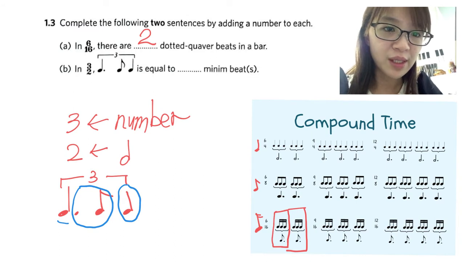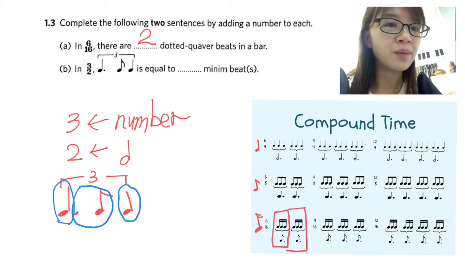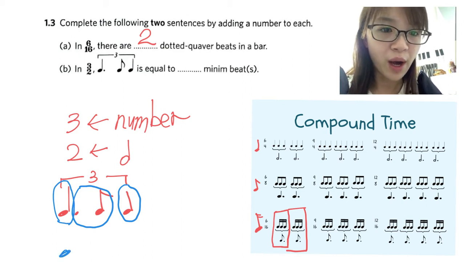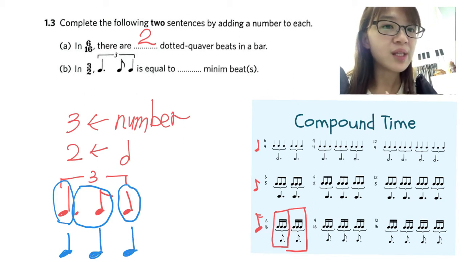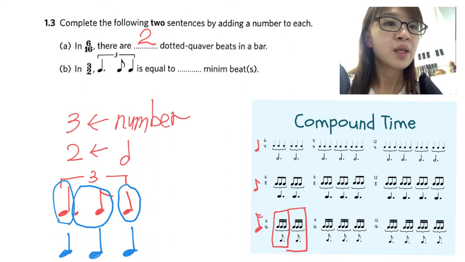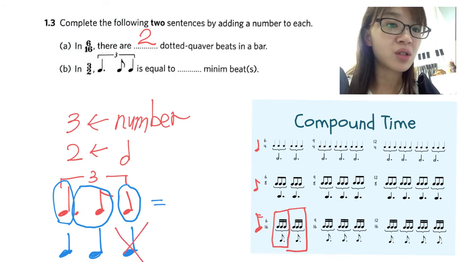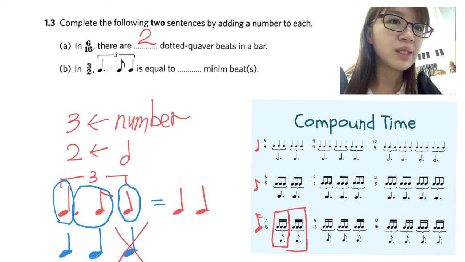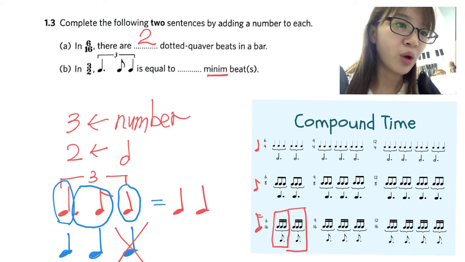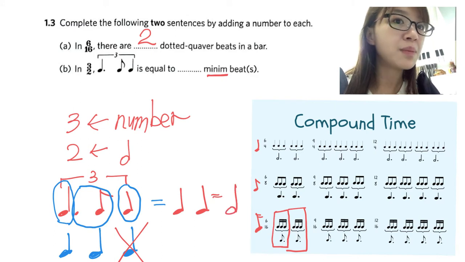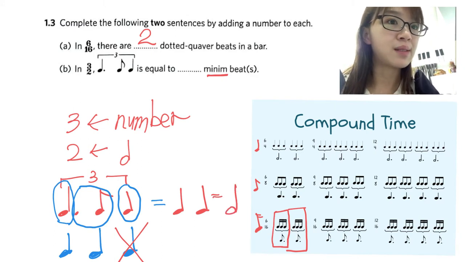So from the picture we can see it actually has just 3 crotchets. 1, 2, 3. So you can see it's 3 crotchets in the time of 2 notes. When you consider 3 notes in the triplet, you just consider 2 notes' value. So it's equal to 2 crotchets. So it's equal to how many minims? You have to convert this to a minim. How many minims? It is 1 minim beat.